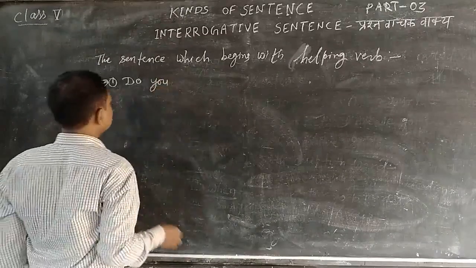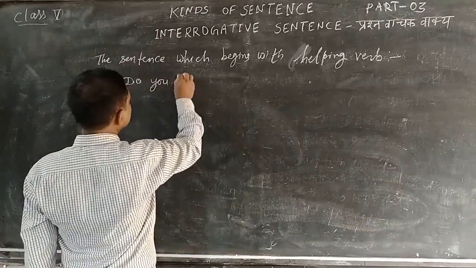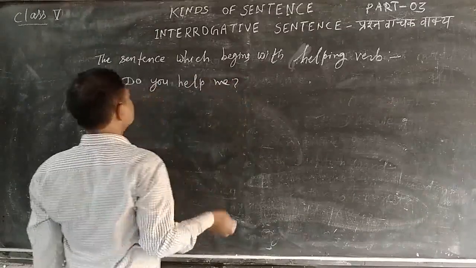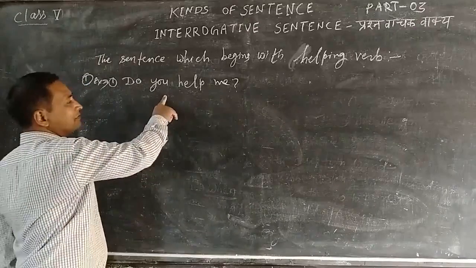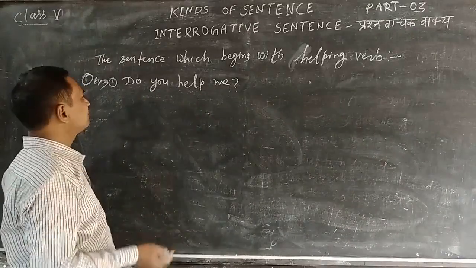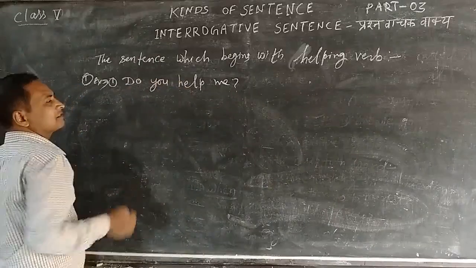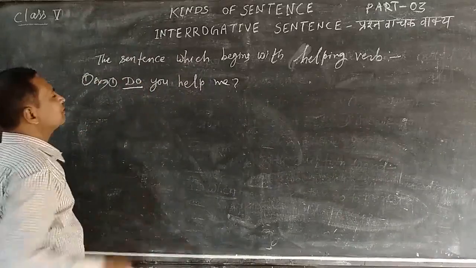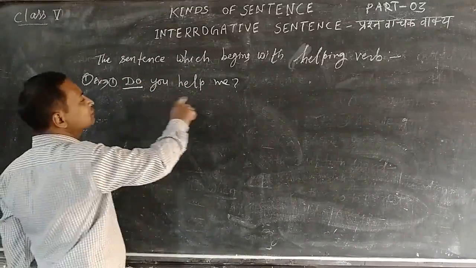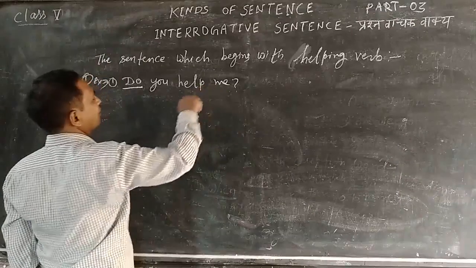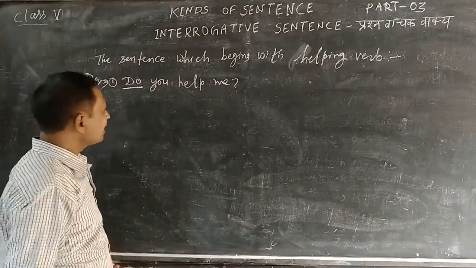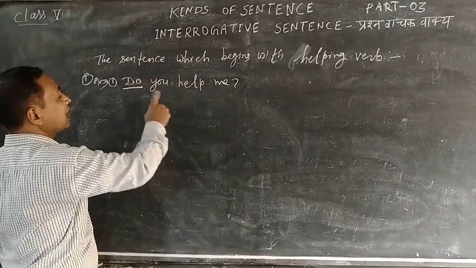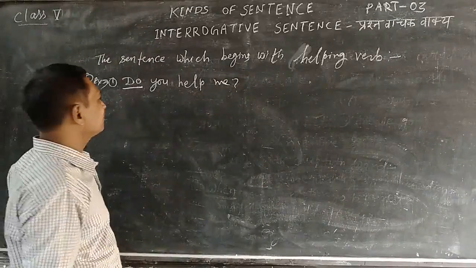Do you help me? This sentence begins with helping verb do and ends with a question mark. This sentence also asks a question. Do you help me?